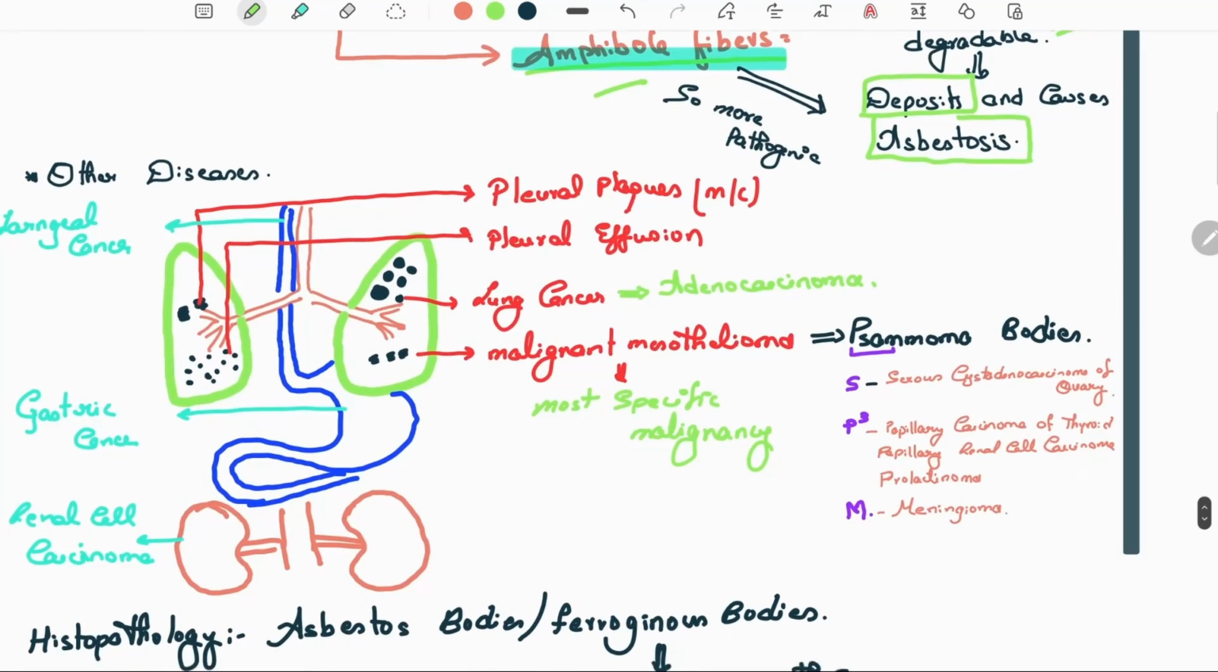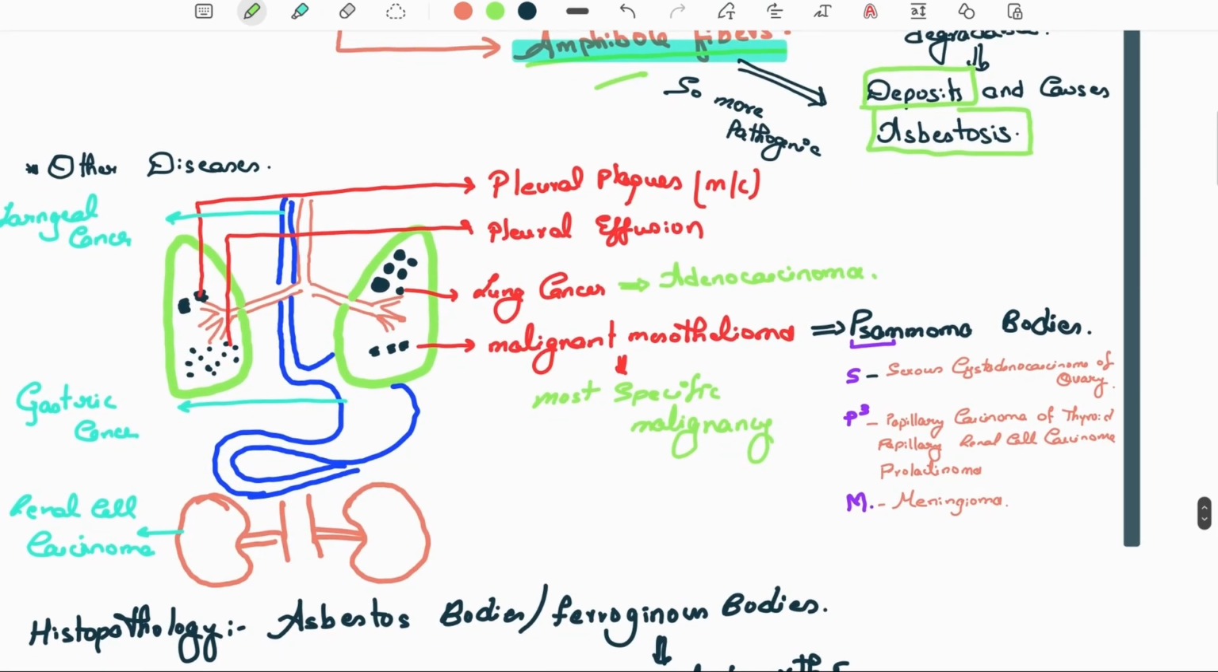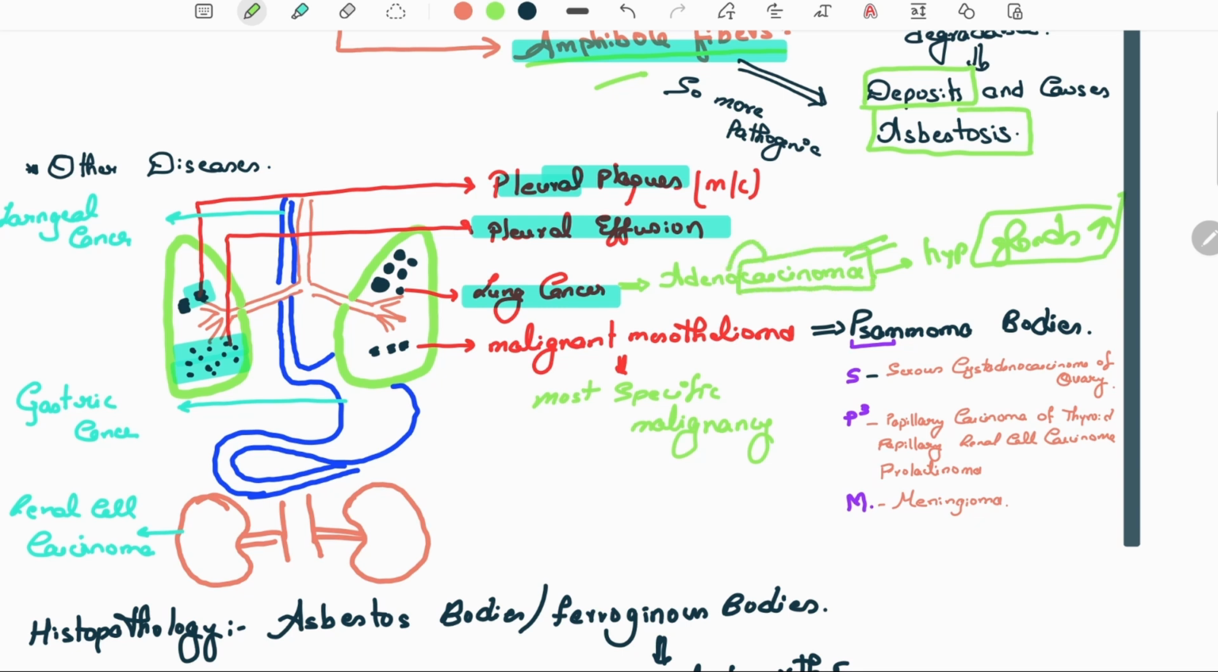There are many other diseases that we get from asbestosis. One such disease is pleural plaques. There will be presence of plaques in the pleura. Second one is pleural effusion. Effusion means accumulation of fluid or any kind of materials. Or we will get lung cancers. These lung cancers are due to the hypertrophy of the glands. As the glands increase, it leads to adenocarcinoma. Adenocarcinoma is nothing but the carcinoma of the glands.